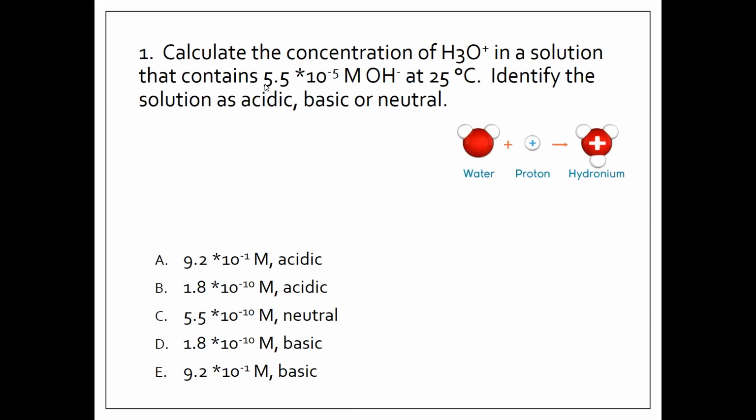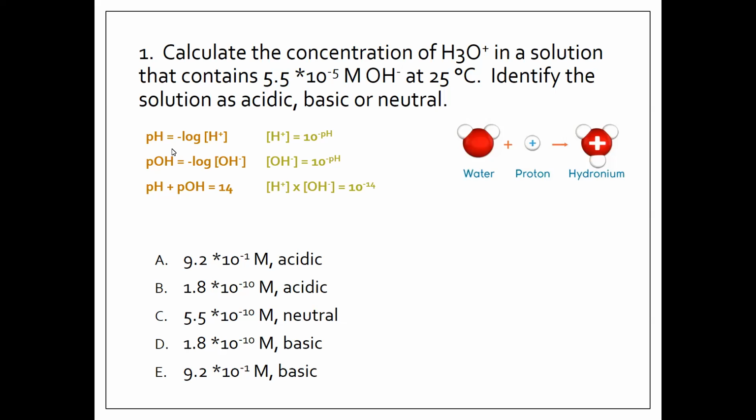In question 1, calculate the concentration of the hydronium ion in a solution that contains 5.5 times 10 to the minus 5th molar OH at 25 degrees C. And they want you to identify the solution as acidic, basic, or neutral.